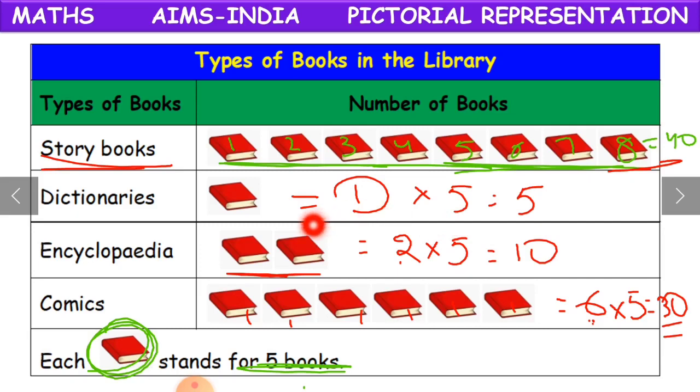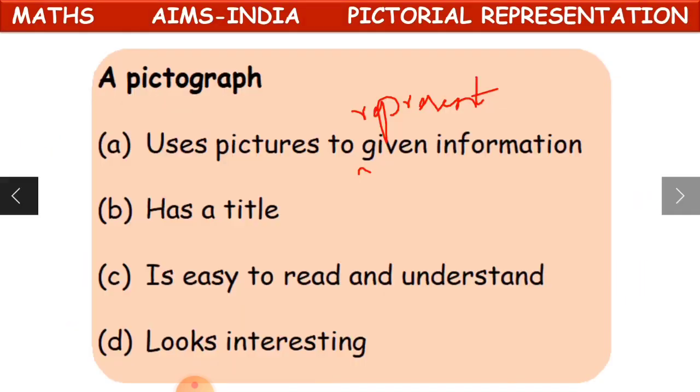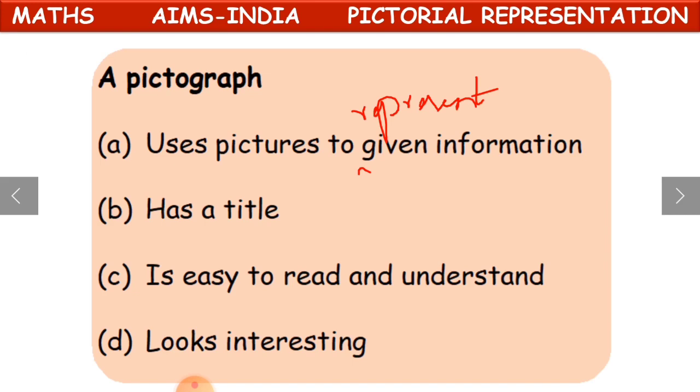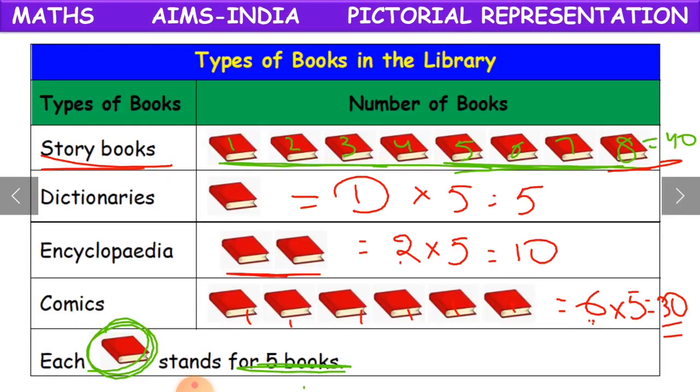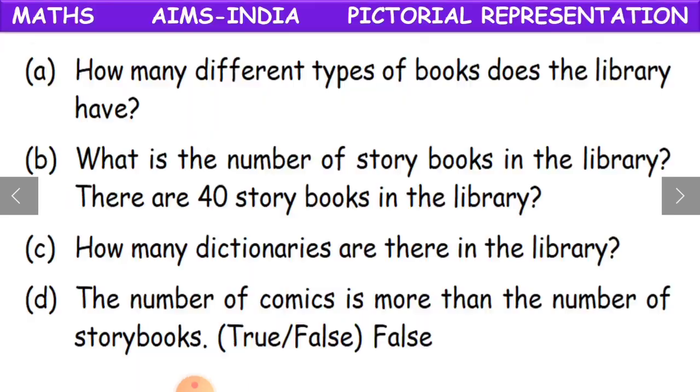So like this, using pictographs. Yes, in the previous pictograph, each picture stood for only one ice cream. But in this pictograph, as the number of books is more, what did we do? Each picture stands for 5 books. I hope this is clear, children. Each picture stands for 5 books. Now the questions.